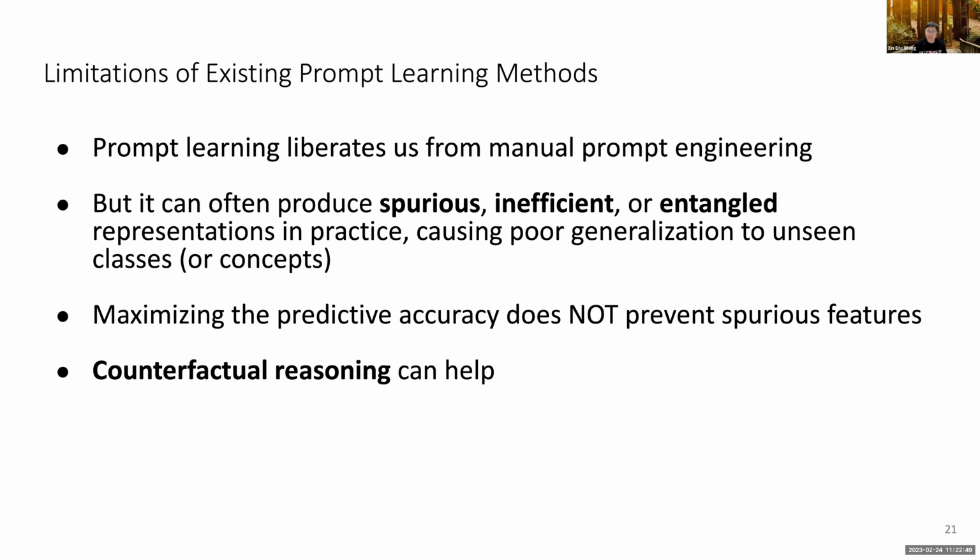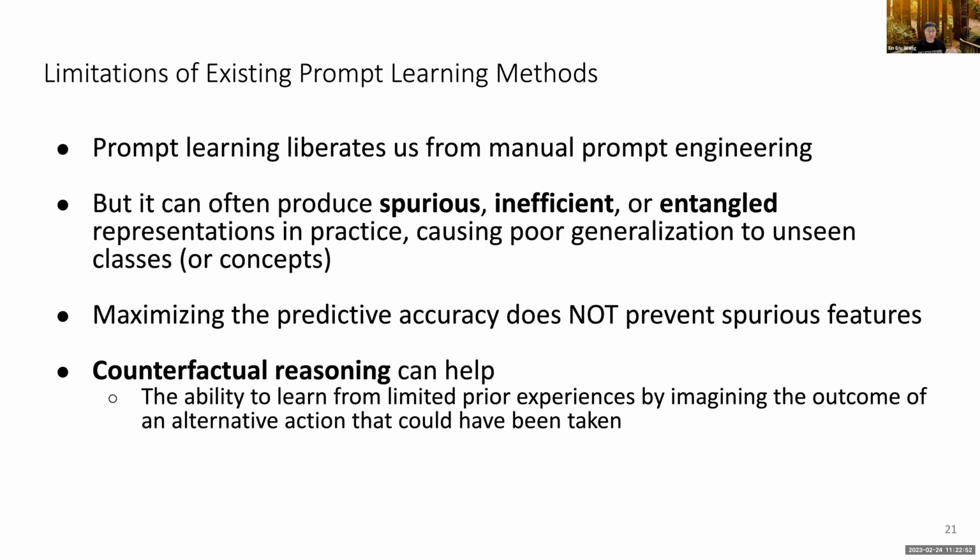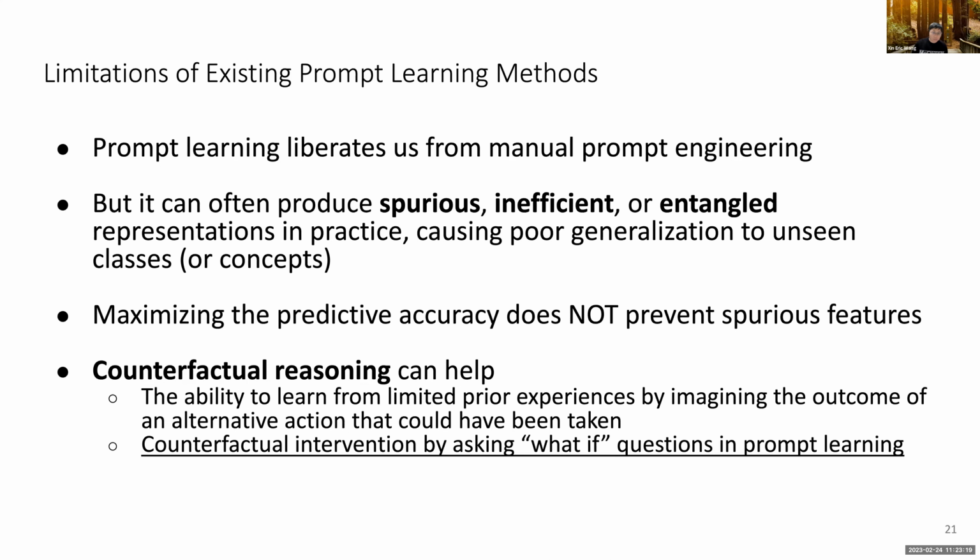We believe counterfactual reasoning can really help here. Counterfactual reasoning is basically the ability to learn from limited prior experiences by imagining the outcome of an alternative action that could have been taken. Our human brain has a powerful counterfactual reasoning ability, and we can easily think of those alternative scenarios and imagine what could have happened. And so in this case, for more efficient transfer learning of vision and language models, we can do counterfactual intervention by asking what if questions in prompt learning.